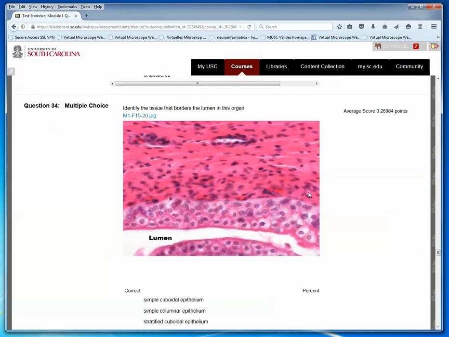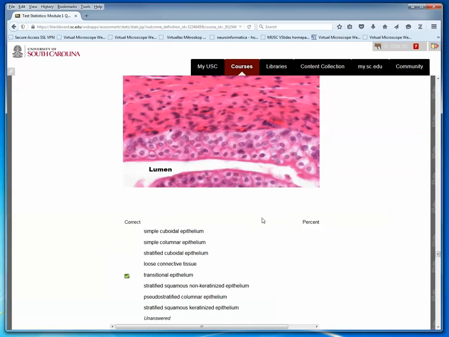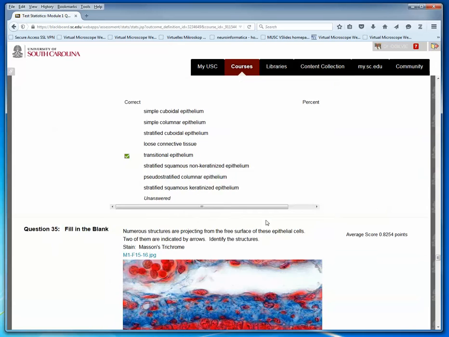This gives people a lot of trouble, but here, these are not cuboidal. They're clearly irregular shape. And there's only a few layers of it, but it's truly stratified. But if it was stratified squamous, the cells would be flat. If it was stratified columnar, you would see columnar cells. If it was stratified cuboidal, you would see clearly cuboidal shaped cells at the surface. So this is transitional epithelium that lines the bladder and the ureter.